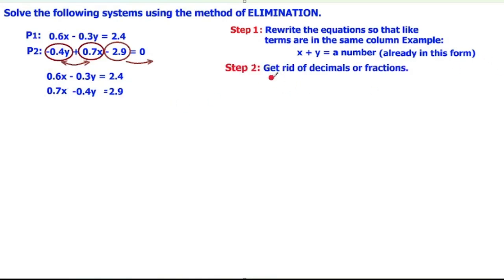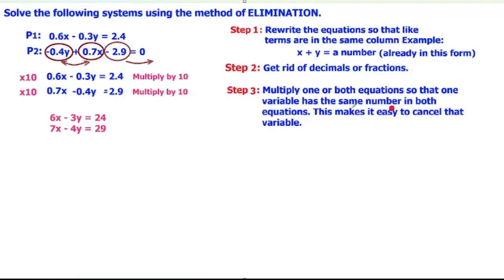So step 2, we can get rid of the decimals or fractions. So here we have decimals. So to do that, we can just multiply this by 10. So when we do that, the decimal will move over once to the right. And similarly, we could do the same here. So now we're left with 6x minus 3y equals 24, and 7x minus 4y equals 29.